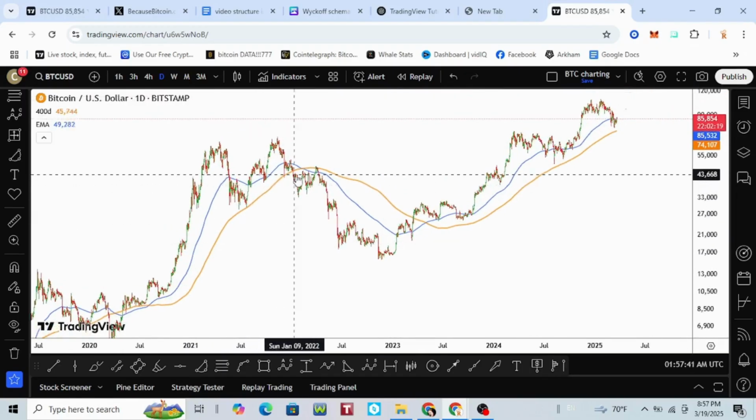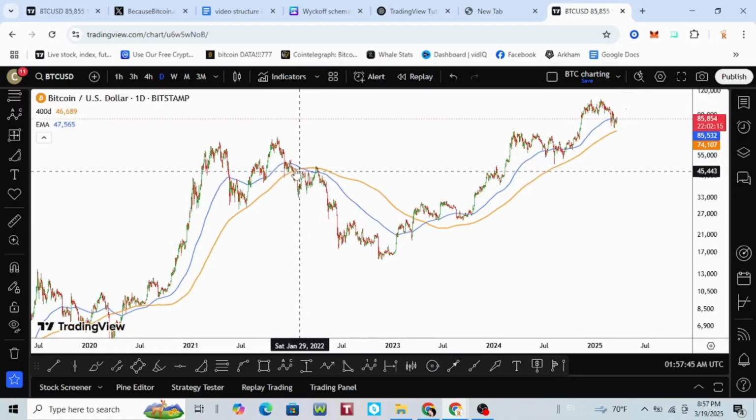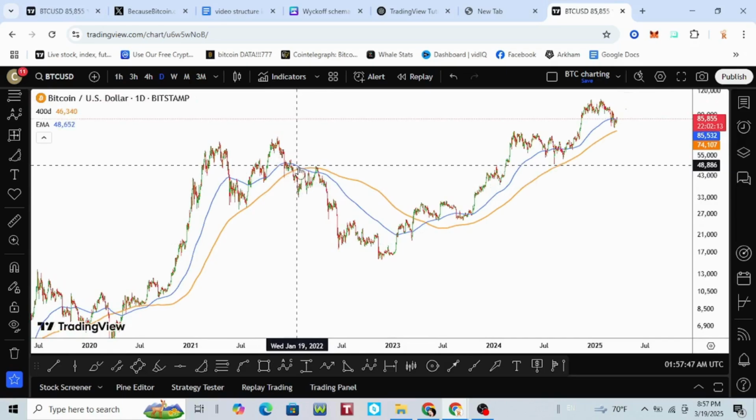Same thing over here. When we fell below the 400-day moving average, the 200-day EMA in blue crossed below it all the way back here in February.